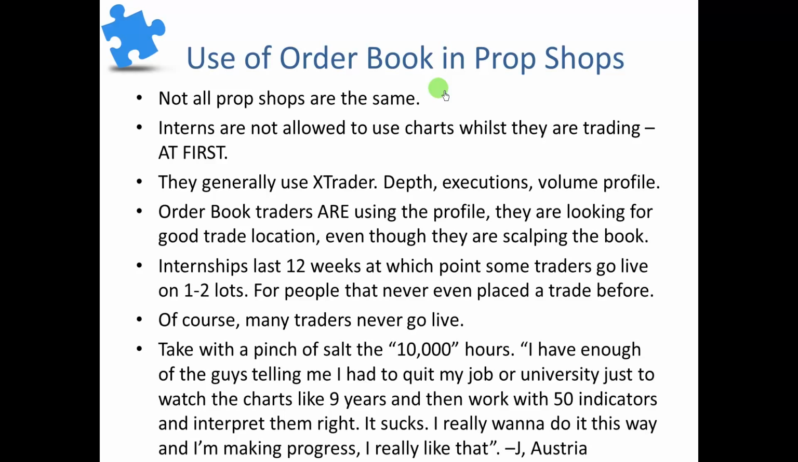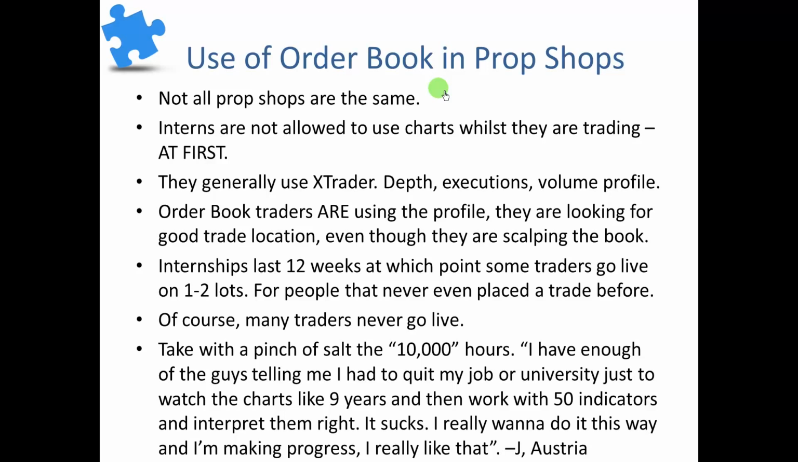Generally speaking, they will start people off on outright scalps and then move them towards spreads. And normally they start them out on thicker markets. So prop shops are generally getting people to trade off order flow. Now, their learning curve at a prop shop is quite short. Some traders, the better traders, get let loose on a live account, trading one or two lots after just 12 weeks. Now, saying that, some are still struggling at 12 months.